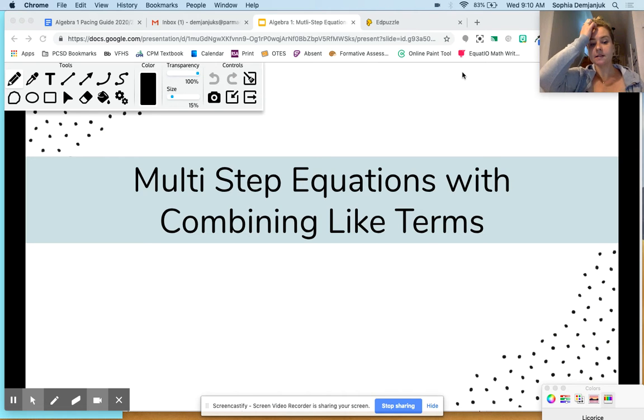Okay, so in this lesson, we're going to be doing multi-step equations with combining like terms. So what that means is in the previous lesson, we were doing one and two-step equations. This time, we're going to add another step onto that. So multi-step just means that it's more than two steps, and we're going to be combining like terms as one of our steps.